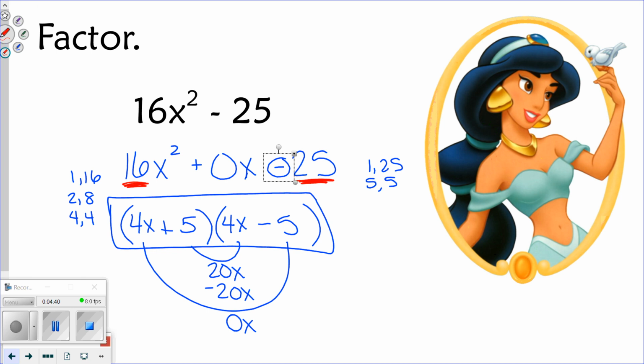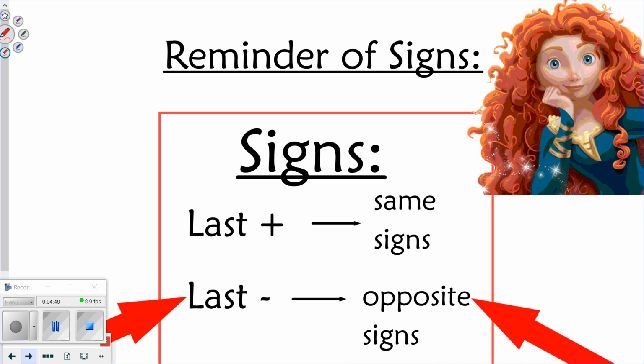Do you see why these should be like the fastest things you've ever factored? If you know your perfect squares, these should be really quick. These are my favorite.